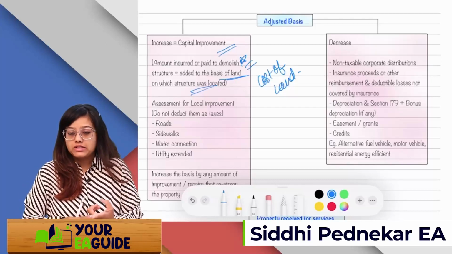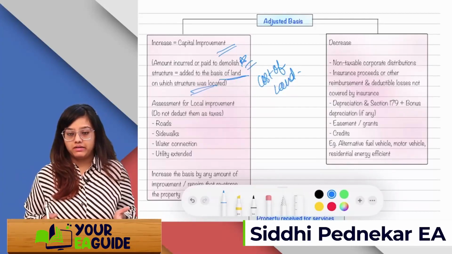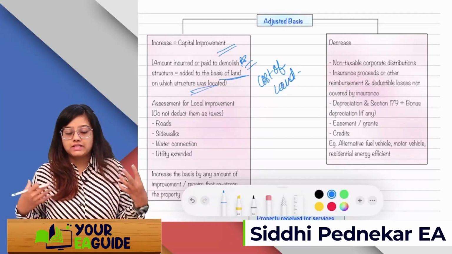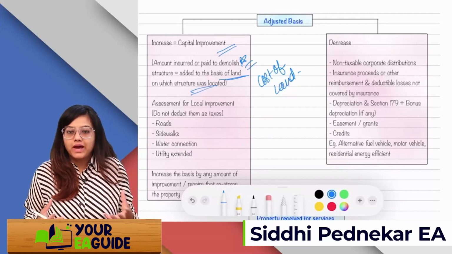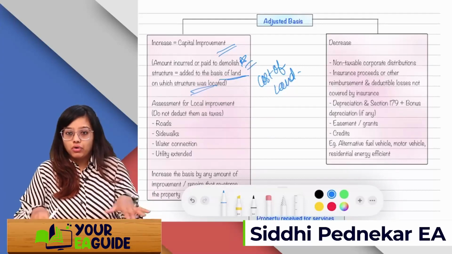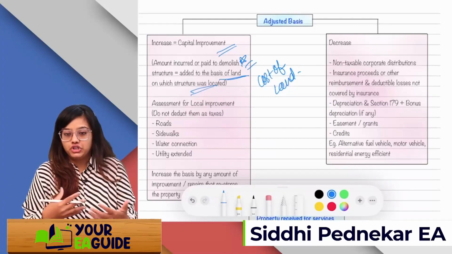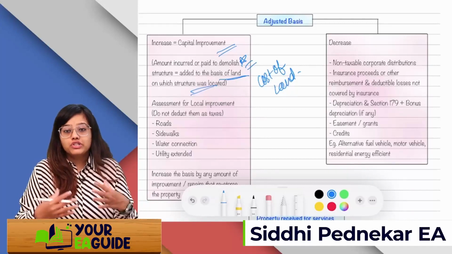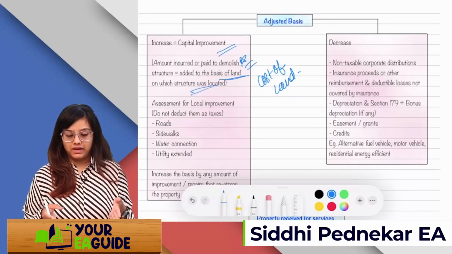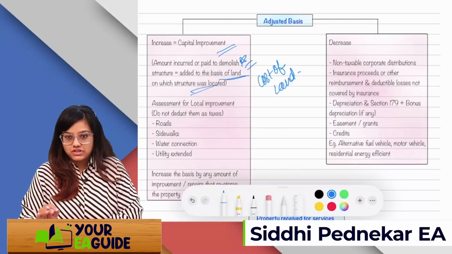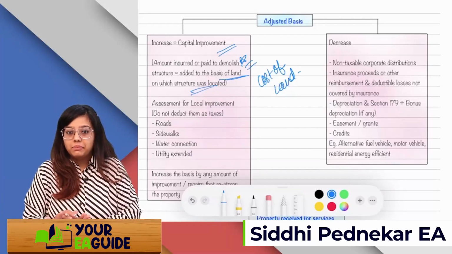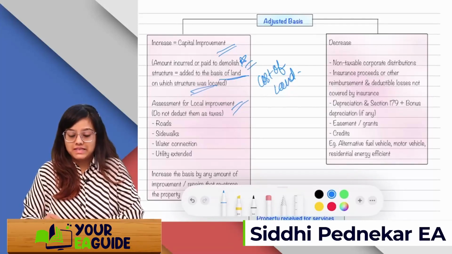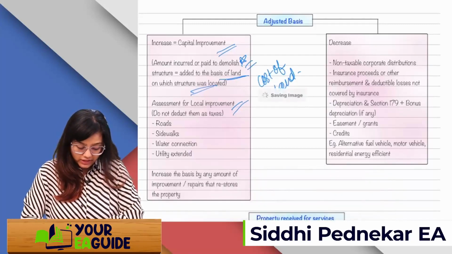There are some improvements, local improvements. For example, if you have a building, but the area just beside the building is not proper, so you invested some money to improve that area, like sidewalks, roads, if you are improving the water connection, utility extended, if you're improving the electricity utility and everything, which benefits the building, right? So that cost should not be expensed off. That is not your taxes. Those improvements, called local improvements, will be a part of your adjusted basis. Okay, it will form a part of your adjusted basis.